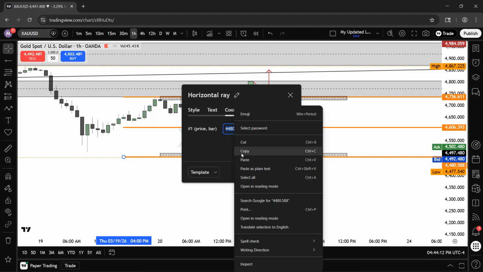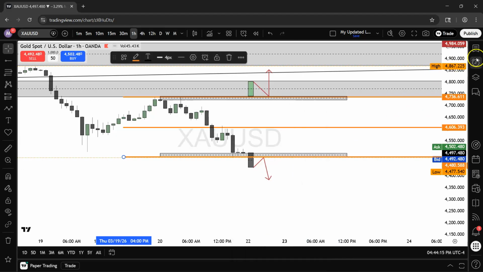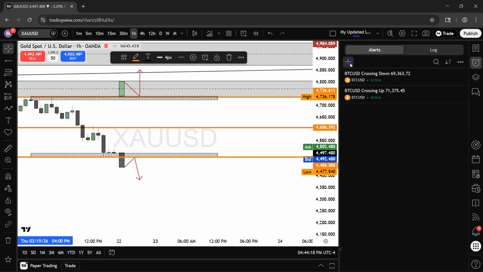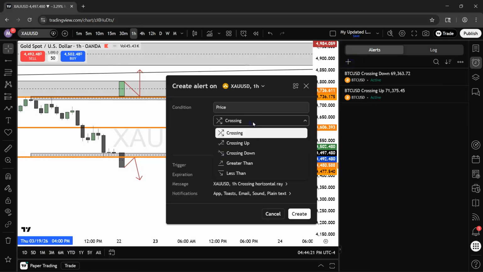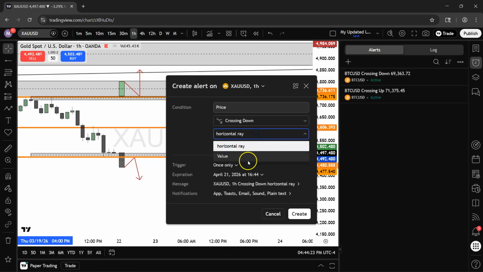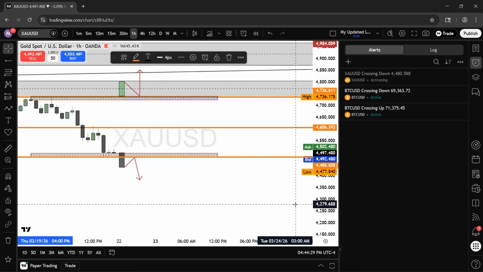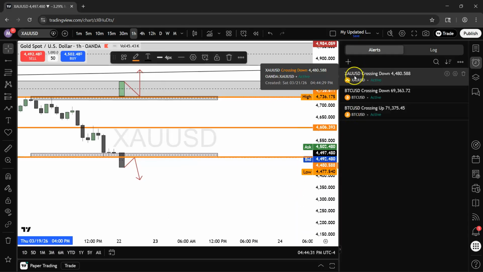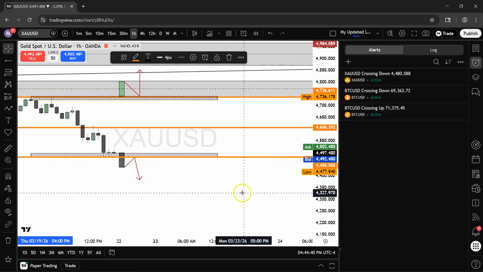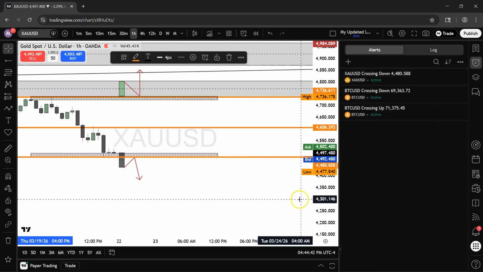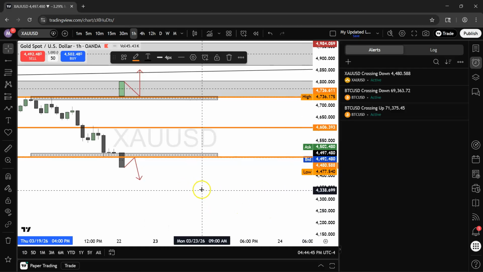Bottom line, click it, go to coordinates. Go to your alert section, add an alert. We're doing a cross down. We're doing value. We copy and paste that number. We create. Okay, so that's my gold crossing down the support, sending me an alert via email or by my computer. That way I can jump back into the chart and look for those candles that I told you guys earlier: bullish engulfing, bearish engulfing, okay, or doji.